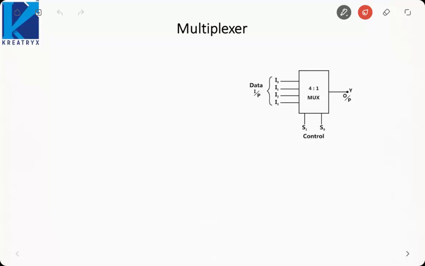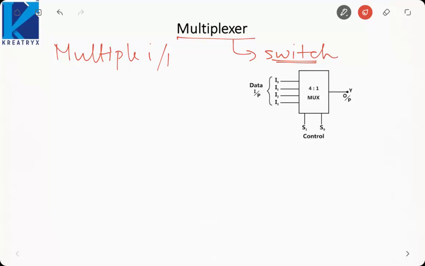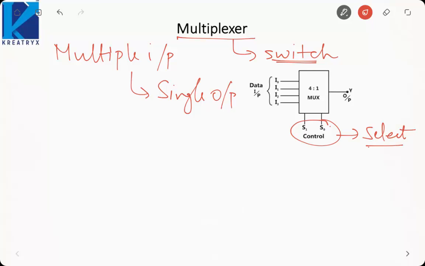One such circuit is called as multiplexer. Here multiplexer, what it means is it basically works as a switch. So it connects multiple inputs to a single output. Okay, multiple inputs can be connected to a single output based on these control or select lines. These are also called as select lines because these lines are used to select which input must be connected to the output. These are those inputs.